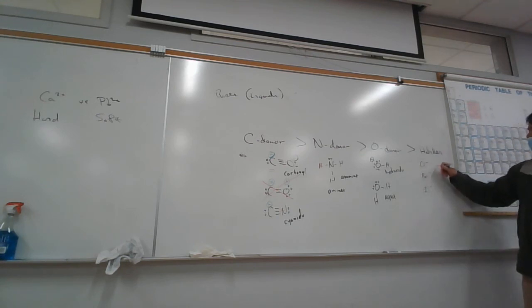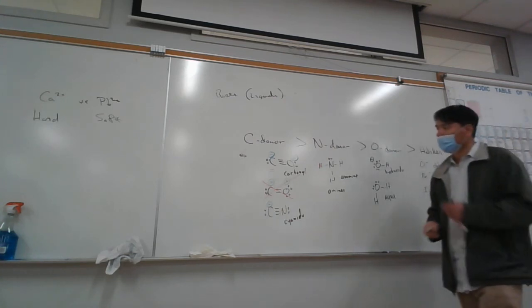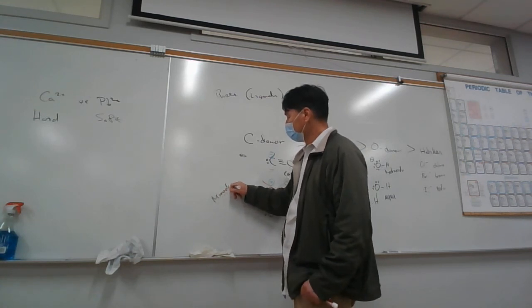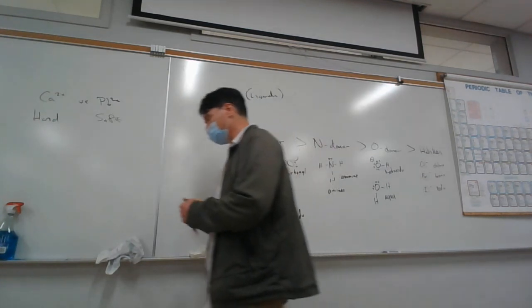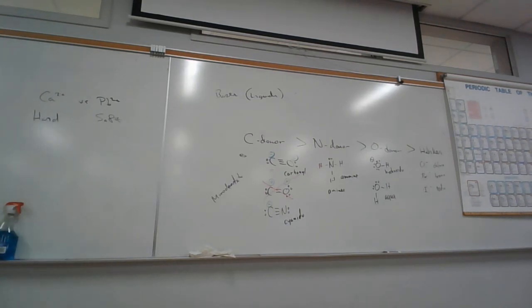We don't call chloride anymore. We call it chloro. This is called bromo. This is called iodo. But these are examples of what we call monodentate ligands. Monodentate means we only have 1 atom that donates per base.